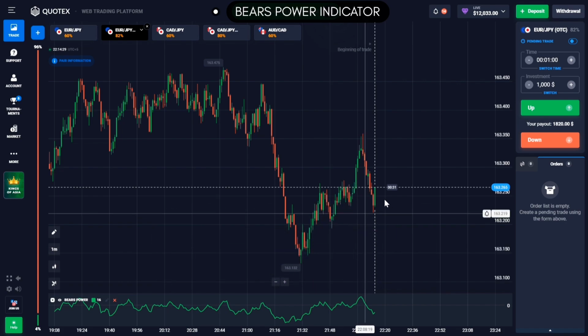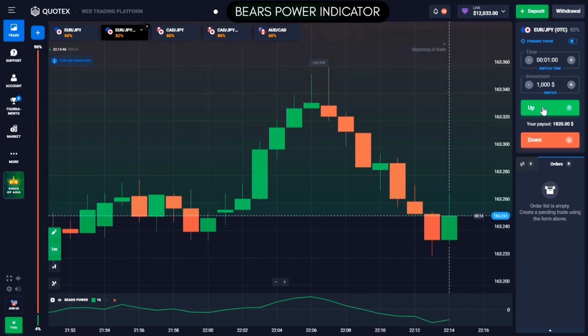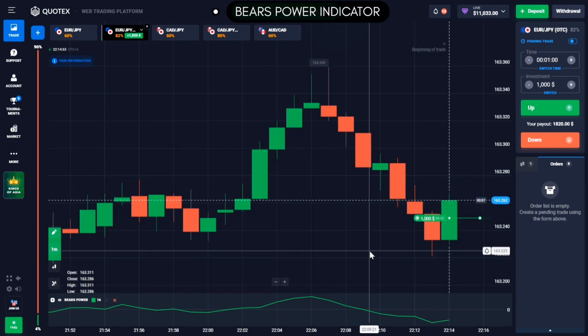Combining with EMA. If Bear's Power is below zero and crosses above it, it might indicate a buy opportunity when combined with price crossing the EMA. Conversely, if Bear's Power is above zero and moves downward, it might signal a sell opportunity.